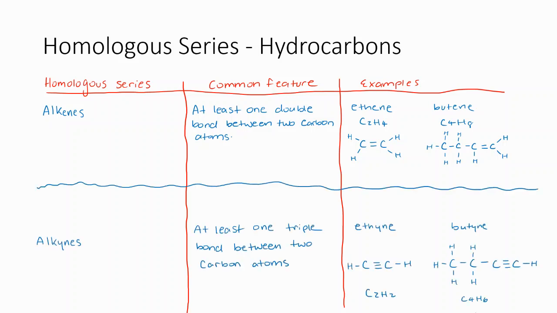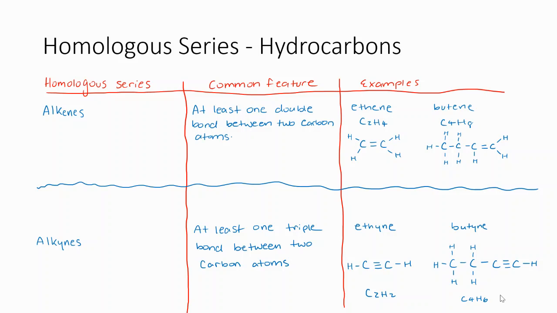Finally, we've got the alkynes, which have at least 1 triple bond between 2 carbon atoms, and the 2 examples here are ethyne and butyne, with the structural formula C2H2 and C4H6. So you can see as we gain more bonds, so moving from single to double to triple bonds, we have slightly fewer hydrogens, and that's because, again, carbon can only form 4 bonds.